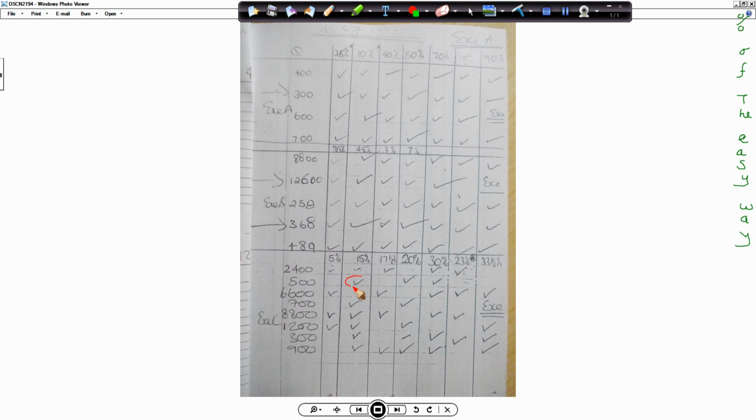15% of 500. I want you to work out for me 17.5% of 1200. I want you to work out for me 30% of 2,400. I want you to work out for me 35% of 8,800. And those of you feeling brave, 7% of 250. Off you go. This is your classwork question for you to try. See you back in a bit.